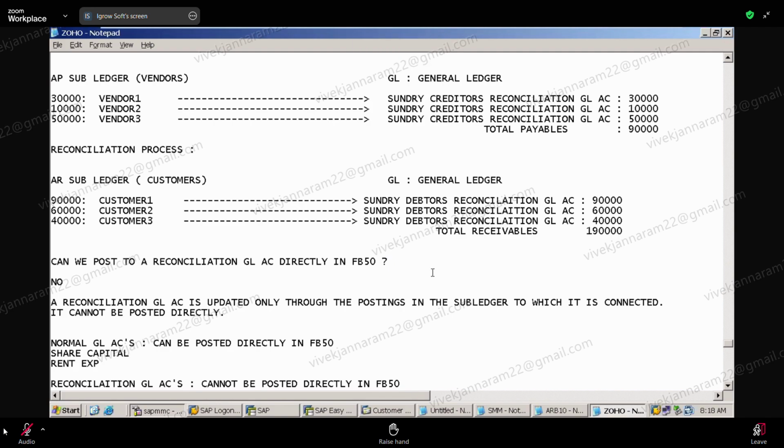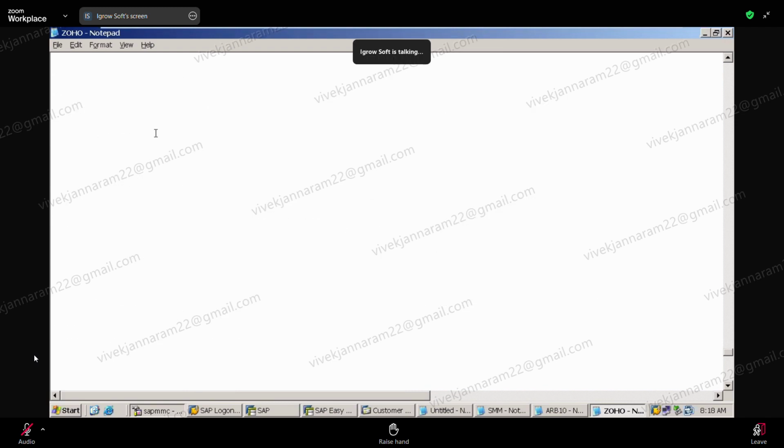Right. Now next we will understand accounts payables. I will go a little bit deeper now into one subledger. So let's talk about the AP subledger. AP means accounts payable. Who will be there in accounts payables? Vendors. Correct?